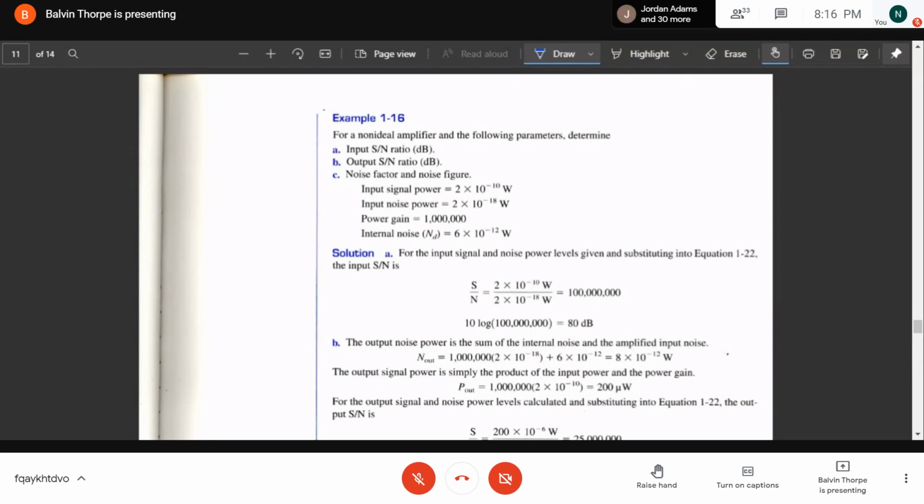So based on that, not a problem calculating the first part, which is the signal to noise ratio of the input. Is that clear? Just simply 2 times 10 to the minus 10 over 2 times 10 to the minus 18, which gives you 100 million. That clear?